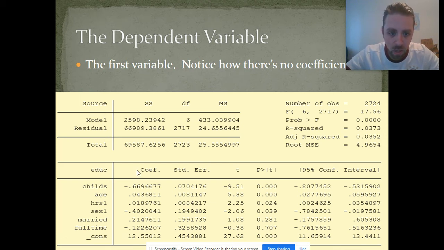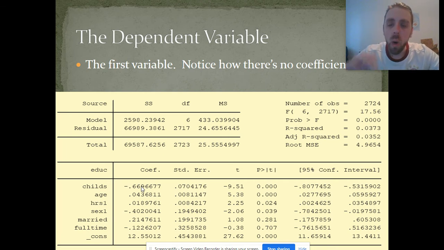So if we go through this, notice how this top variable, EDUC, does not have a coefficient attached to it. So if we look now at these 2 columns next to each other, I have at the top here education, and then I have the following 6 variables starting with children and going through full-time. Notice how each of these 6 variables underneath the coefficient term here have an actual number attached to them.